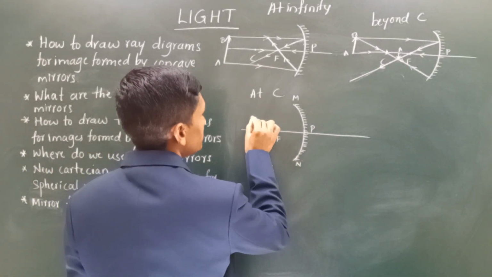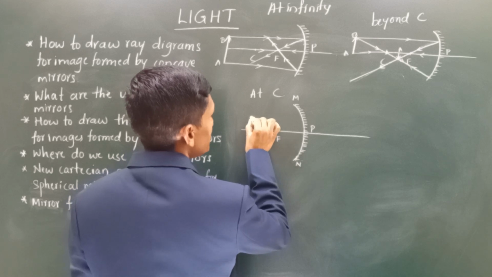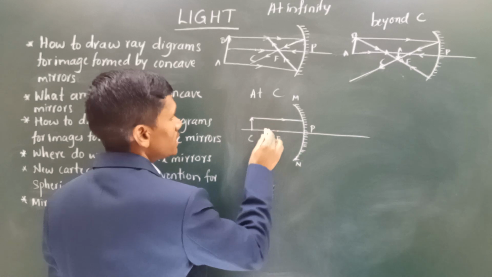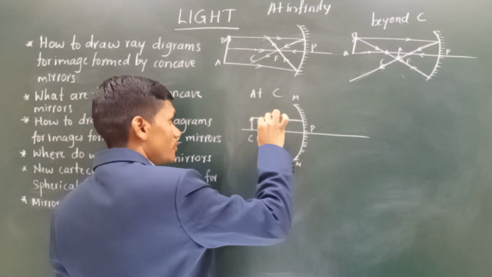First, you need to consider a ray which is parallel to the principal axis. Another ray you need to consider is passing through the focus.